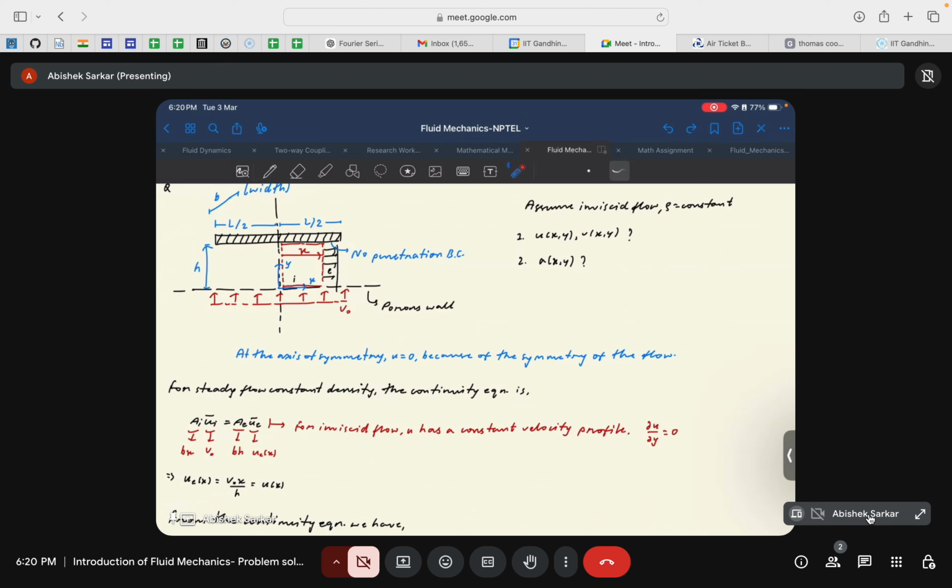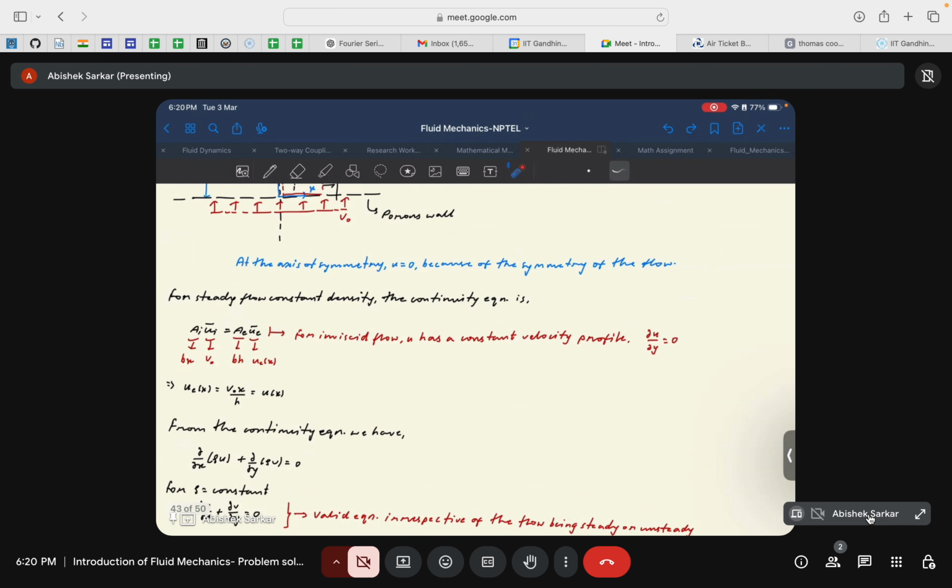So the area of interest would be, along the x direction L by 2, along the y direction B, and along the z direction H. Okay, so now let us proceed further.